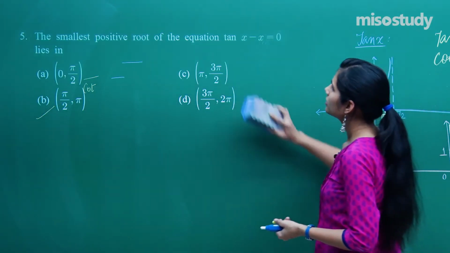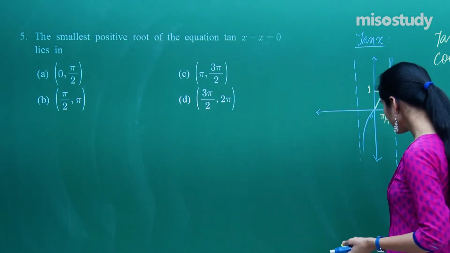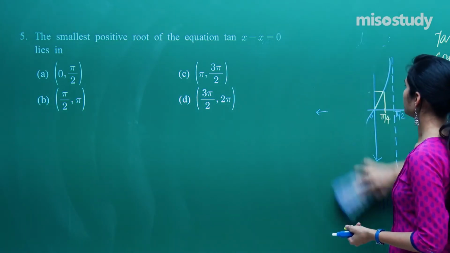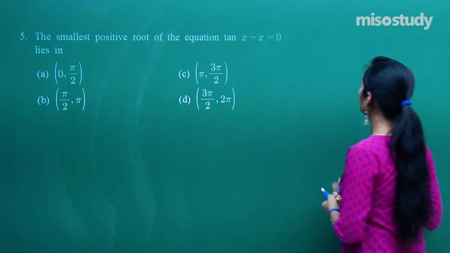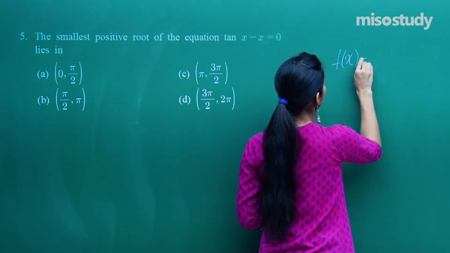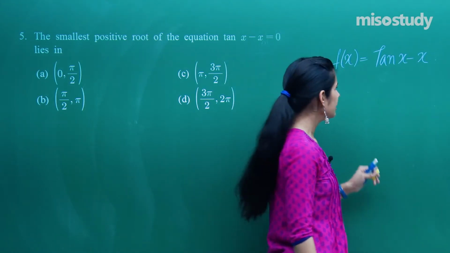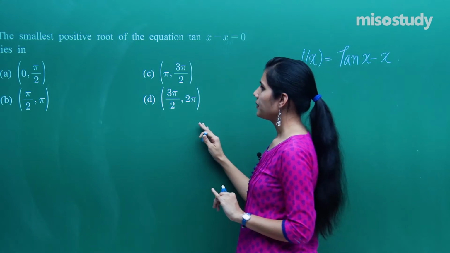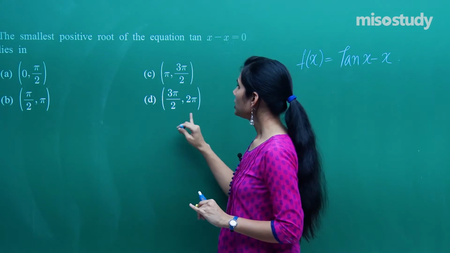Now, let's see what is the next question. It is saying the smallest positive root of tan x minus x equals 0 lies in which quadrant? Okay, so there is a function given to me, tan x minus x. Let's take f(x) to be equal to tan x minus x. Okay, so let's look at the options. You have 0 to pi by 2, pi by 2 to pi, pi to 3 pi by 2, 3 pi by 2 to 2 pi.